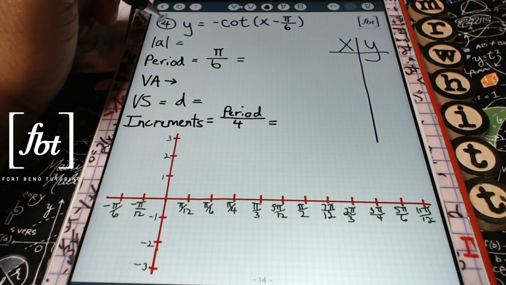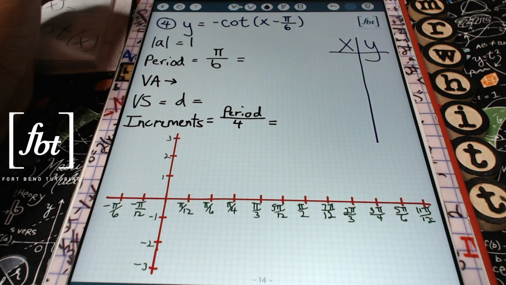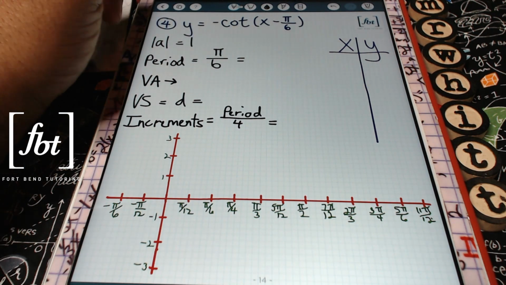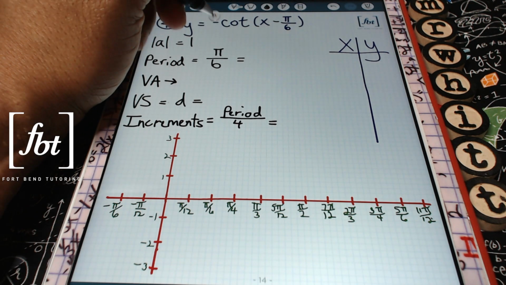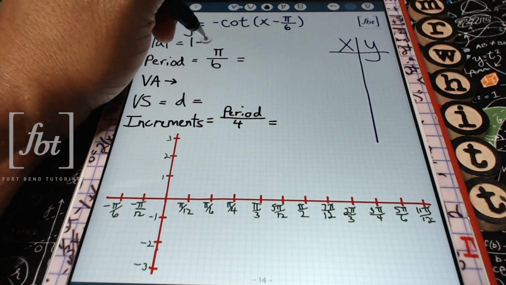We have a vertical stretch of 1. It's the absolute value of a that we want. So we would have an a value of -1 here, like so.